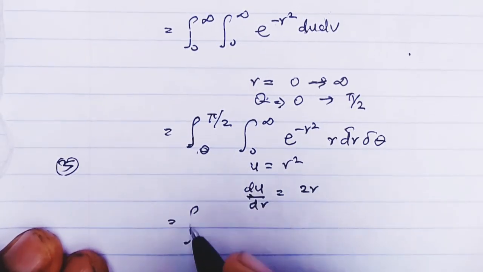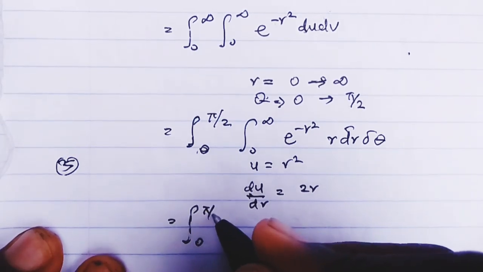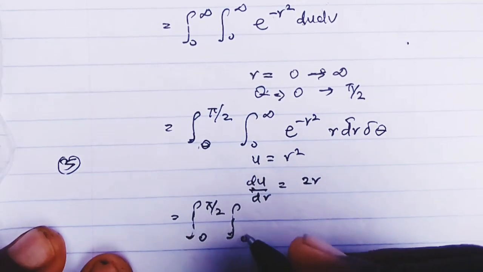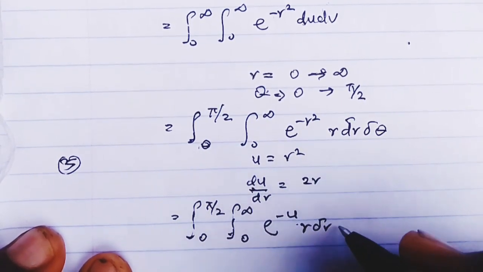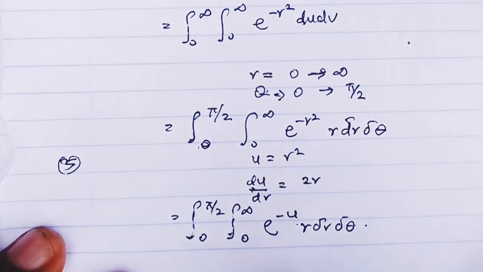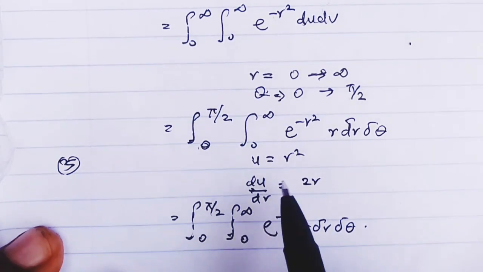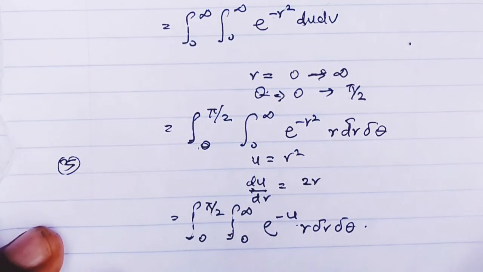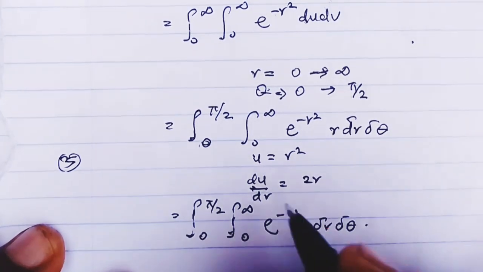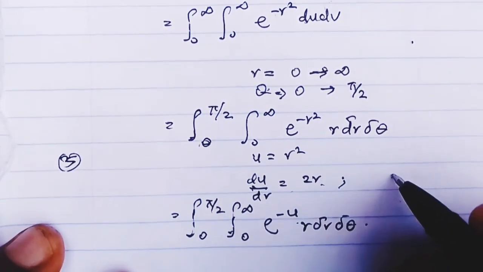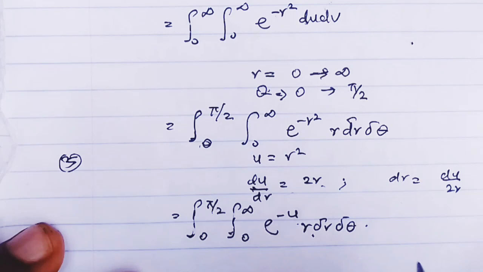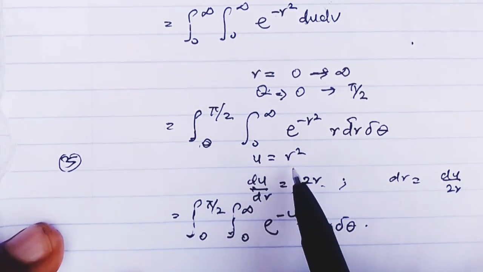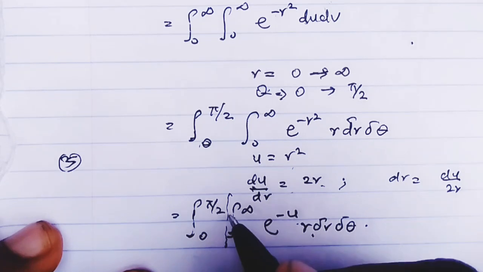We have the integral from 0 to pi over 2, the integral from 0 to infinity of exponential minus u, r d theta. So what am I trying to do here? Since we've expressed this to be this, let's make dr the subject of the formula. So dr is equal to du over 2r. Let's substitute it. Remember we are working with just the r variable.